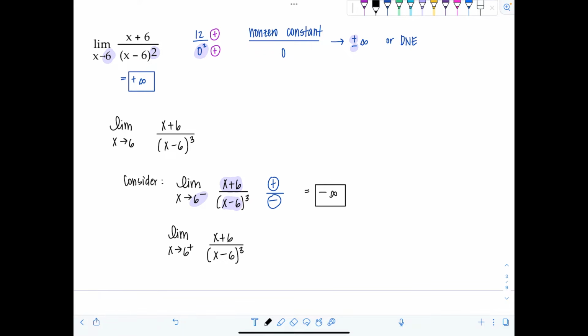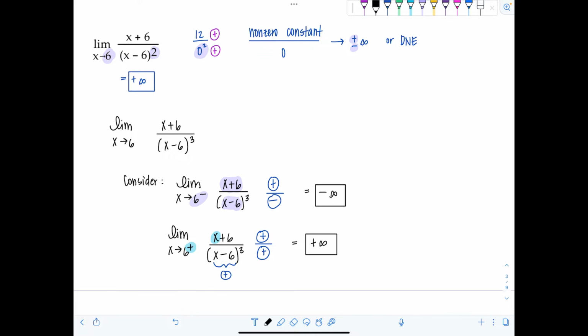Okay. What if we approach 6 from the right? So you could think of maybe 6.1, yeah? The numerator is going to be positive. The denominator, 6.1 minus 6, that's positive. Cubed is going to stay positive. So if we approach 6 from the right, this limit's going to be positive infinity.